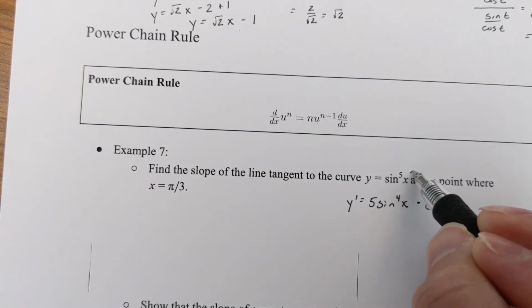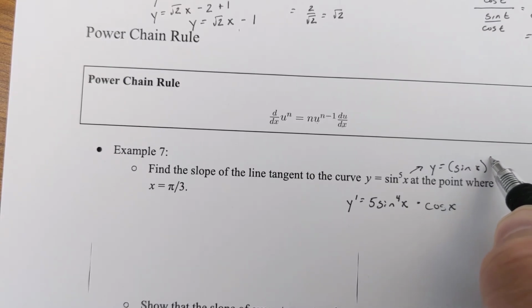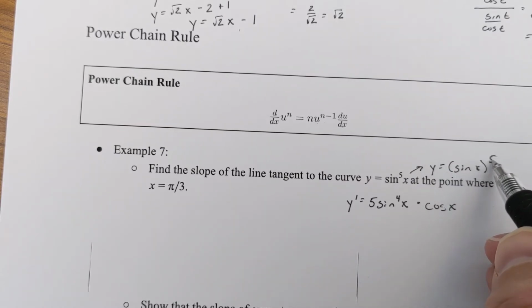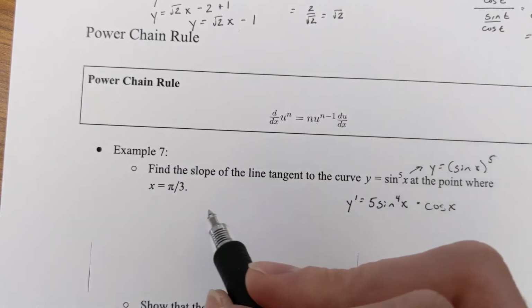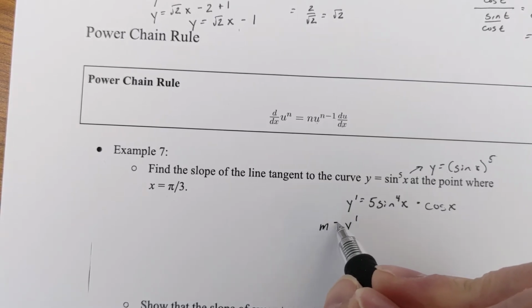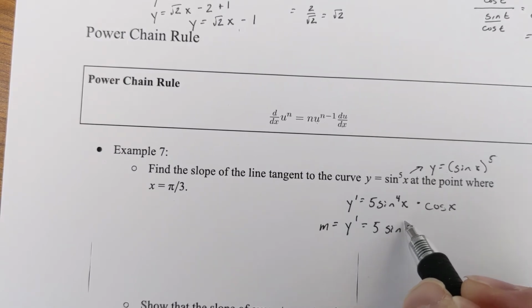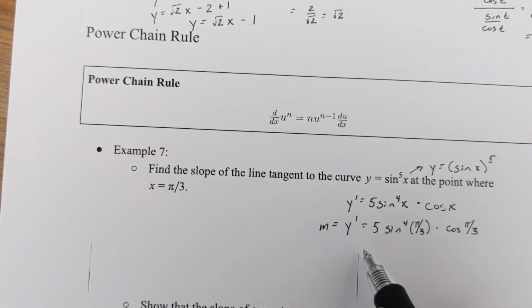The other way to think about it, as far as your calculator is concerned, is the same thing as this, which makes it more obviously a chain rule. So this is the outside, so 5 comes out front, leave the inside alone, count down by 1, 5 sine to the 4th, times the derivative of the inside. So now I need to do when x is pi over 3. Remember m is y prime. So this becomes 5 sine to the 4th of pi over 3 times the cosine of pi over 3.